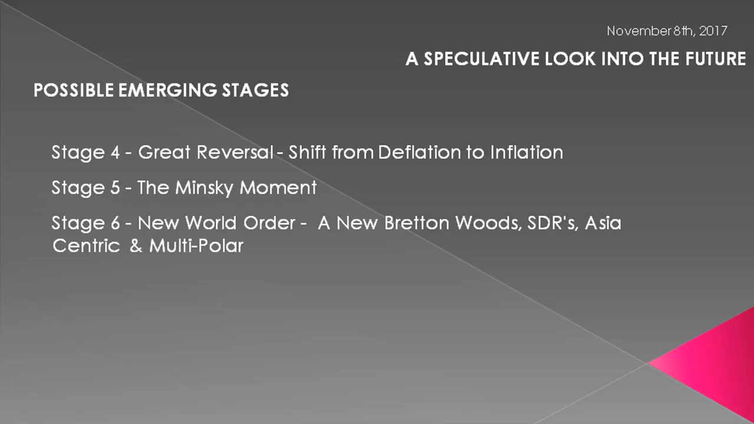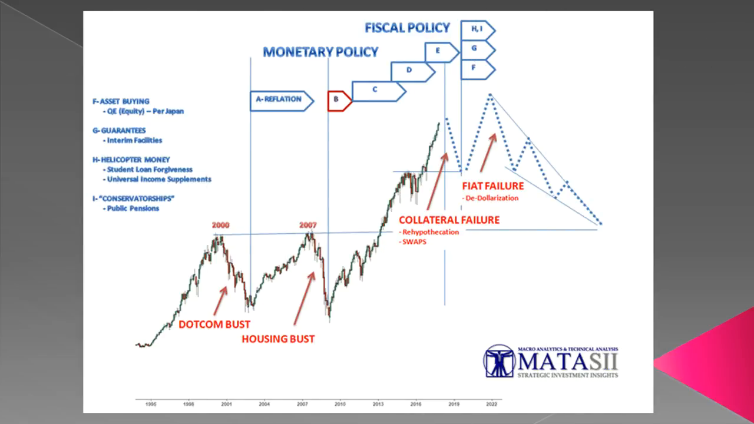Stage 5, a Minsky moment. And stage 6, where actually we'll see a new world order, a new Bretton Woods, SDRs, an Asia-centric and multipolar kind of world. I've labeled these shifts in here as F through I in this schematic. That is, F will probably get asset buying. That is quantitative easing directed at equities, as Japan is doing right now, and differing from where quantitative easing has always been about the bond market.